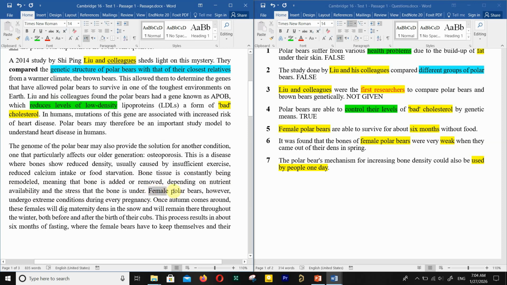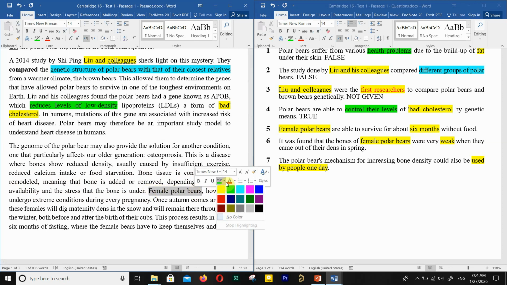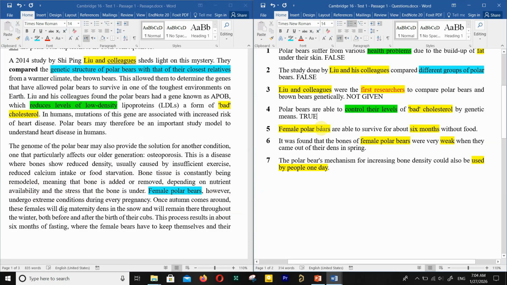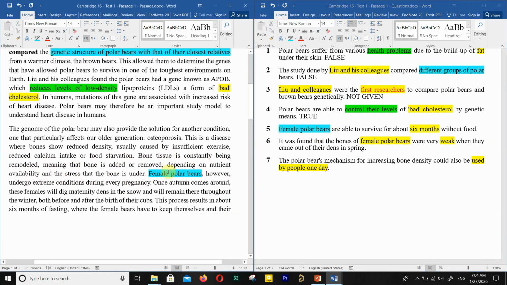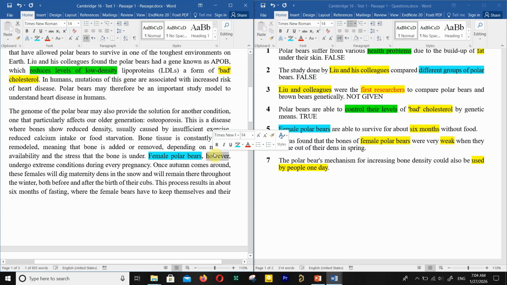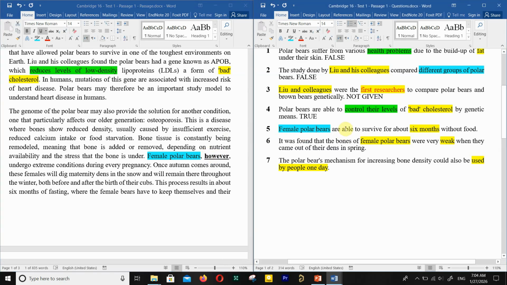Ta-da! This is female polar bears. You see? In this way, you can save a lot of time for you. Female polar bears here. An important word to notice: however. And here it says that they are able to survive for about 6 months without food. So, however, they undergo extreme conditions during every pregnancy.